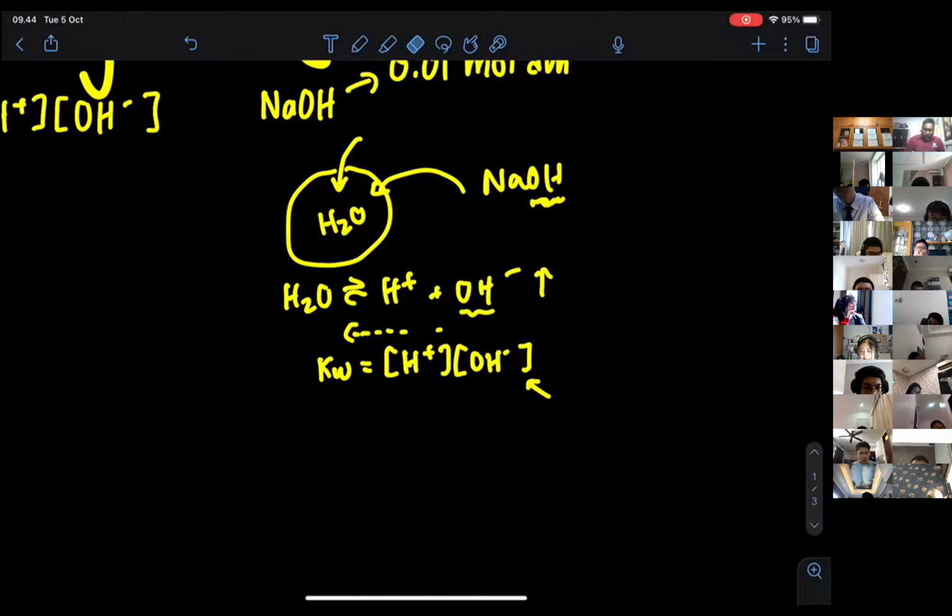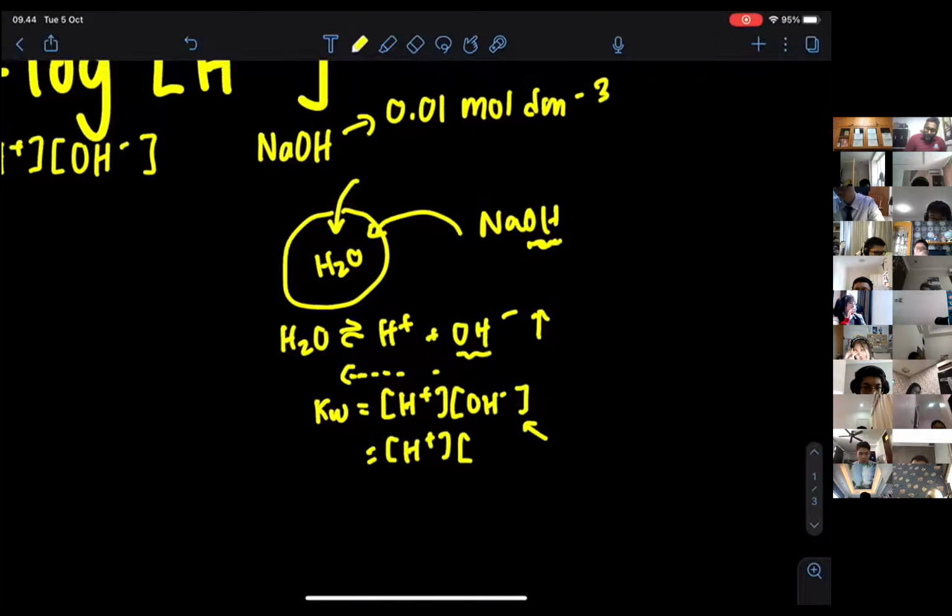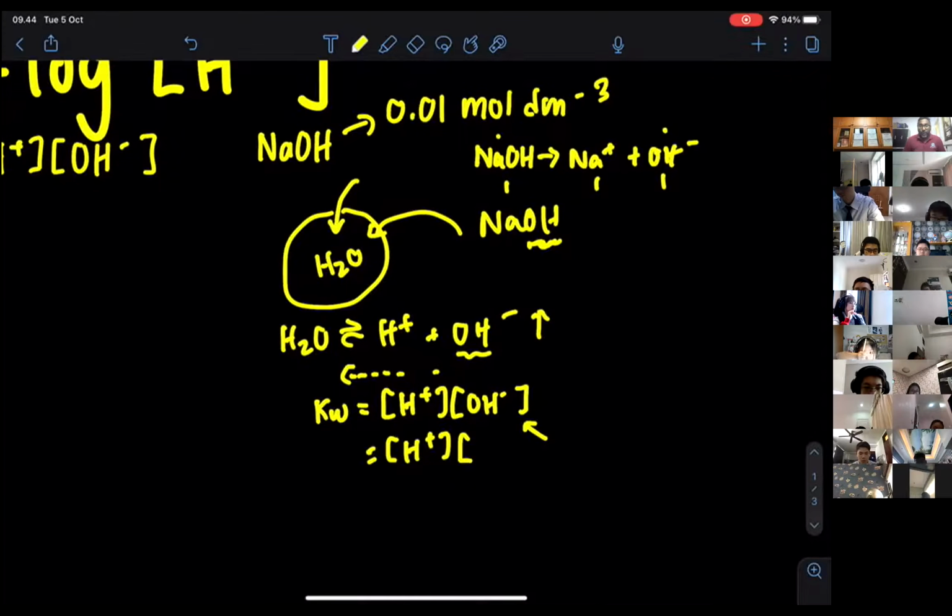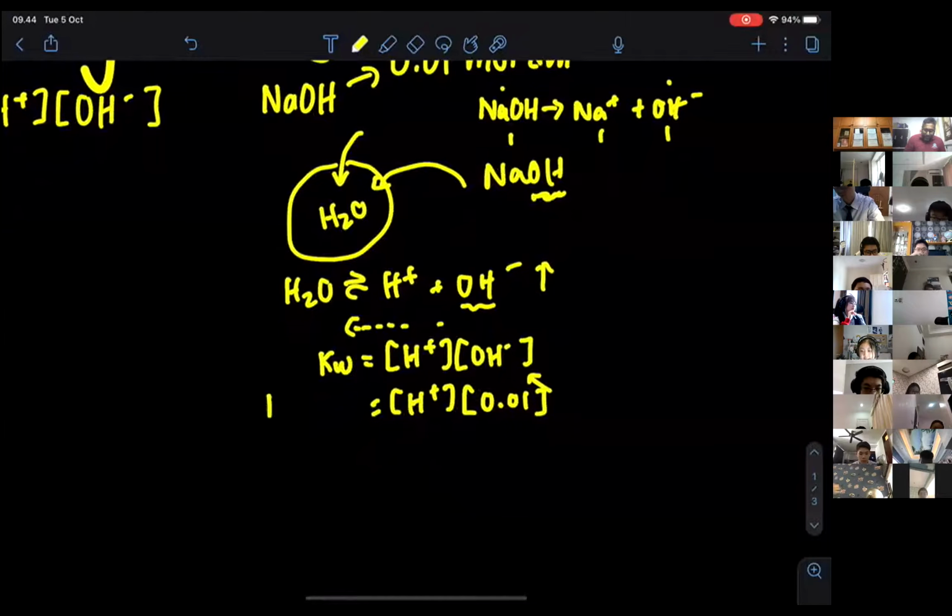So when I put this, I want to find out the H+. How do I find out the concentration of OH-? I know sodium hydroxide gives me Na+ and OH-, 1 mole, 1 mole, 1 mole. So if I have 0.01, I will have 0.01 here also. So here I put 0.01, and the Kw doesn't change, I put it over here.